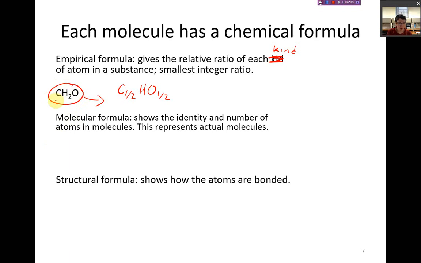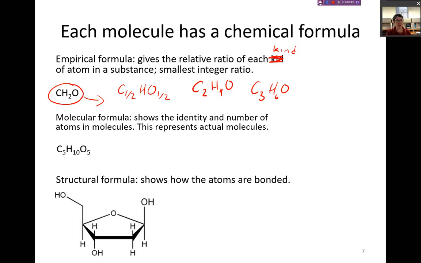However, CH2O we could write in a variety of different combinations, meaning we could have C2H4O, C3H6O, etc. Those ratios that are not the smallest whole number ratios, those are the molecular formulas, and they represent actual molecules. So another example of that would be C5H10O5. And the actual molecule of this could be ribose. The structural formula shows us how these elements are bound together to form the various molecules.